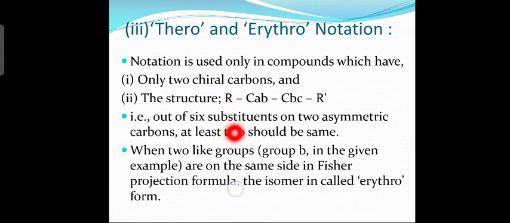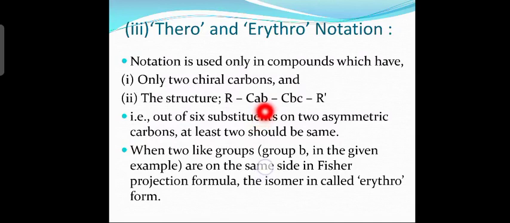Now, out of the 6 substituents on 2 asymmetric carbons, at least 2 should be the same. Okay. Now, 6 substituents are present. Which are the 6 substituents? 1, 2, 3: A, B, R; 4, 5, 6: B, C, R'. Okay. So, these two carbons are linked to 6 substituents. Okay. So, in these 6 substituents, at least 2 should be the same.